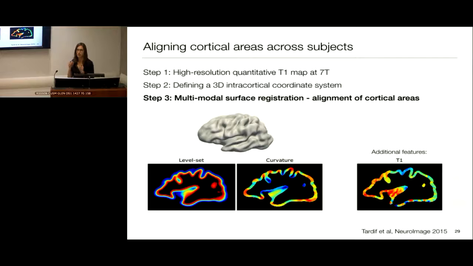So the primary visual cortex is always in the calcarine fissure, right? But this relationship, even though it's strong, weakens as you move towards higher order cortical areas. So even if you align brains based on their shape, some areas will be misaligned in terms of their function. And so what we developed is a new surface registration technique where instead of using only information about the structure of your brain, like the shape of your brain, we also added this T1 contrast on the surface, because that could help you really align the cortical areas one over the other.